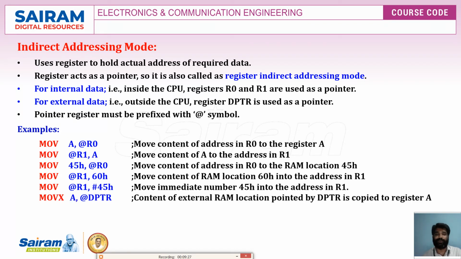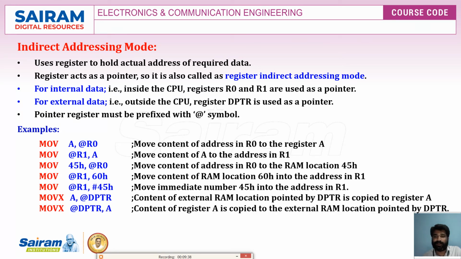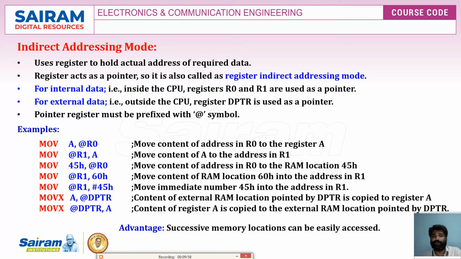And it is for external memory. MOVX, X indicates external memory. Content of the external memory pointed by DPTR is copied to the register A. Again, the indirect external address can be a destination. It means content of A is copied to the external memory location pointed by DPTR. So these are the examples of indirect addressing. And the advantage is that this indirect addressing mode is useful when we access successive memory locations. Successive memory locations can be easily accessed. And the disadvantage is limited pointer registers, that is only R0, R1 and DPTR.